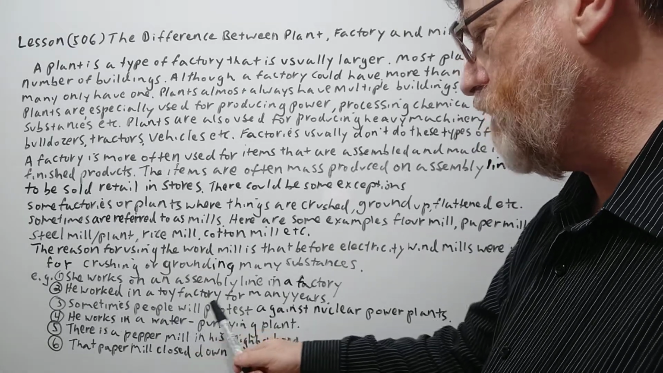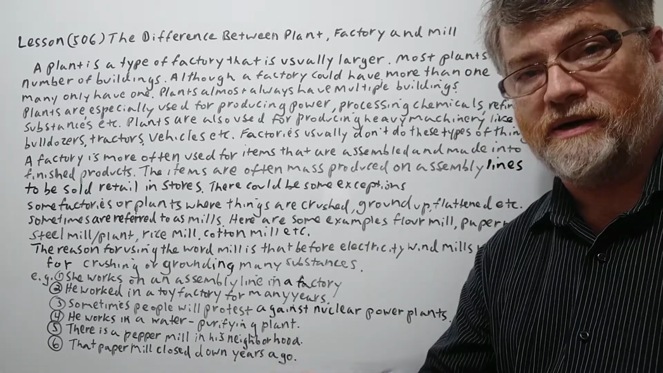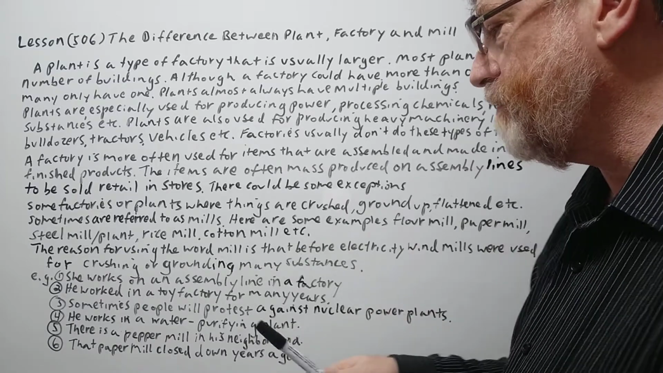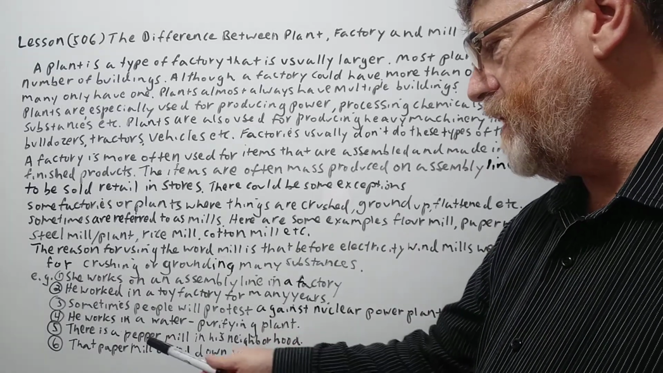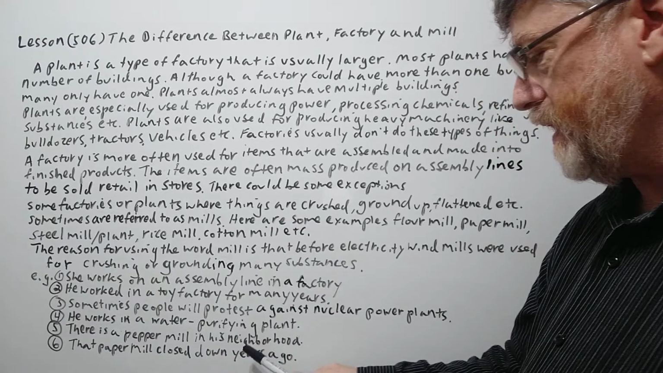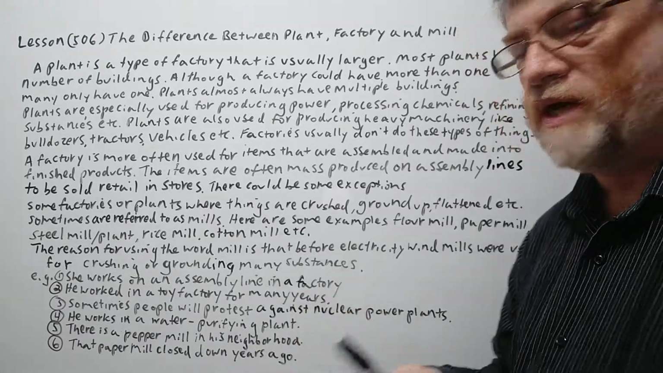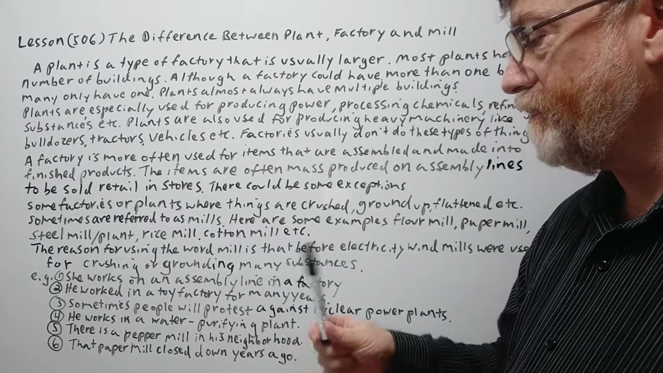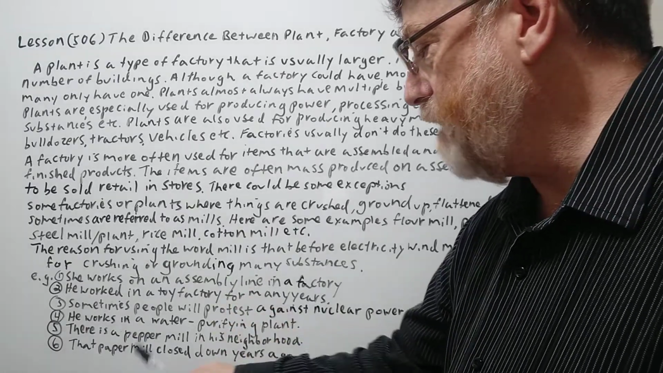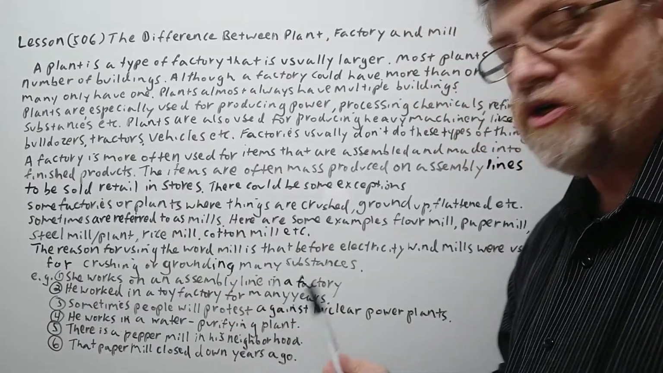Okay, number 4. He works in a water purifying plant. All right, again, like the processing. Number 5 here. There is a pepper mill in his neighborhood. So making pepper, anything that's made into like powders and stuff, more likely going to be like a mill. Number 6 here. That paper mill closed down years ago.